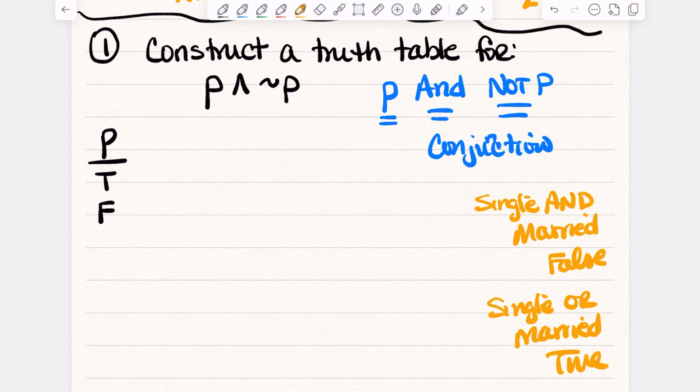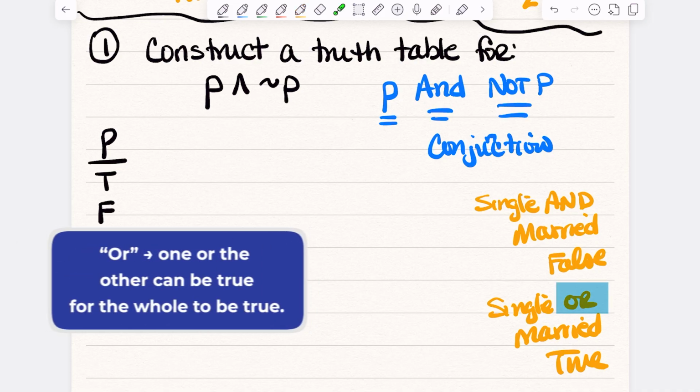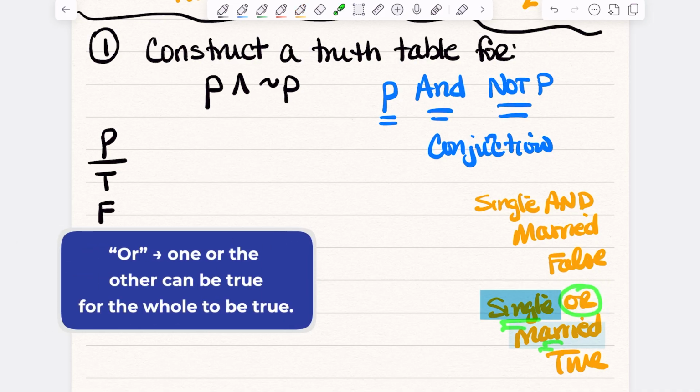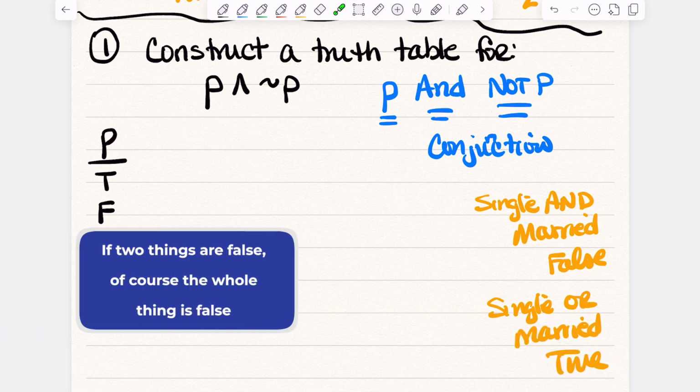So try to find something that you can relate to in real life that helps you remember. And means that they both must be true for the whole thing to be true. And or means that one or the other can be true for the whole thing to be true. Okay. And then if two things are false, of course, the whole thing is false. That's one other thing to remember.